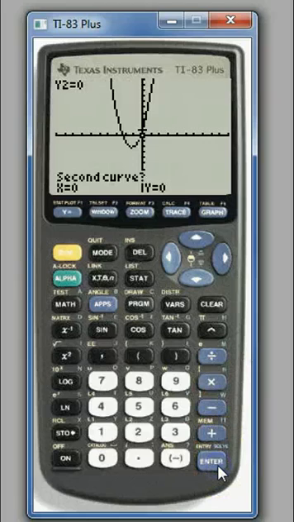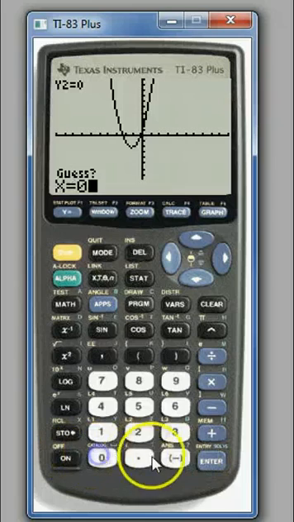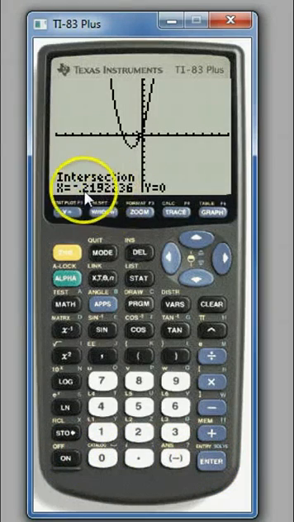I hit enter. Second curve, it automatically jumps. See how it jumped right onto the x-axis? Even though we can't really tell that well, we can tell up here what's going on. Hit enter. And you can guess if you want. I guess 0. But it's still going to give you the answer. So you would put negative 0.219 down for one of your x's. Okay, that's one of the answers.